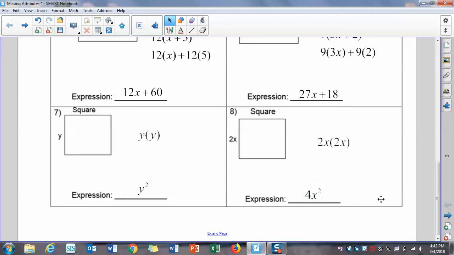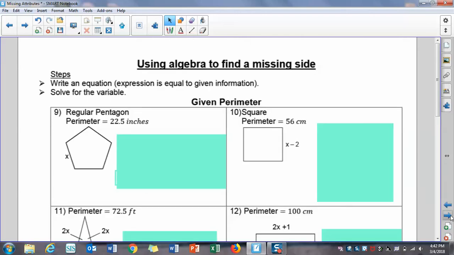Okay? So simply all we did on this side was just to write the expressions of either the area or the perimeter of each of these figures based on what they asked us to do. Now if we go ahead and turn our paper to the back side, we are going to use algebra to find the missing side. So what we're going to do is actually set these expressions that we solved earlier and set it equal to whether it's the perimeter or the area.